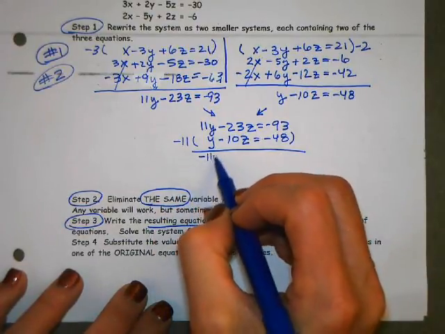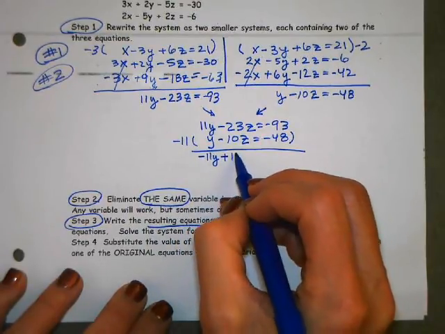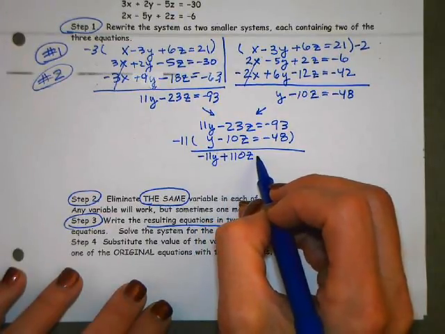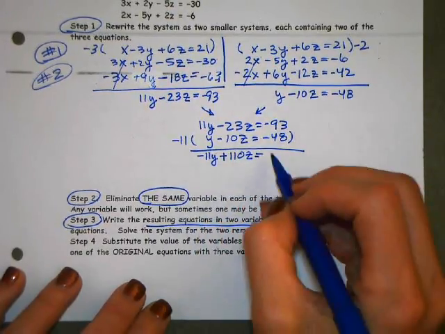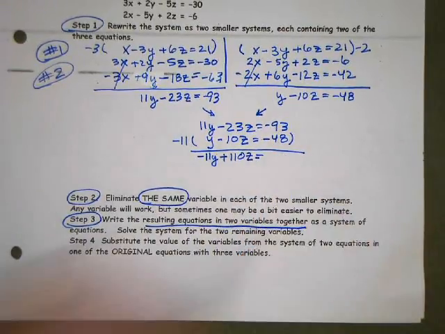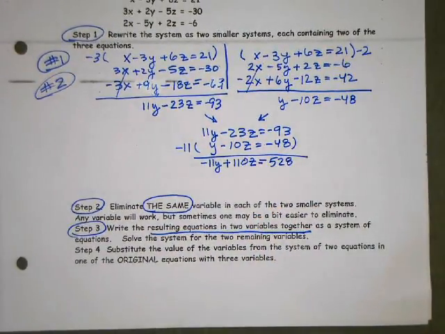So this becomes negative 11y. This becomes a positive 110z. And that becomes a, what does that become? 528. Okay? Good so far?